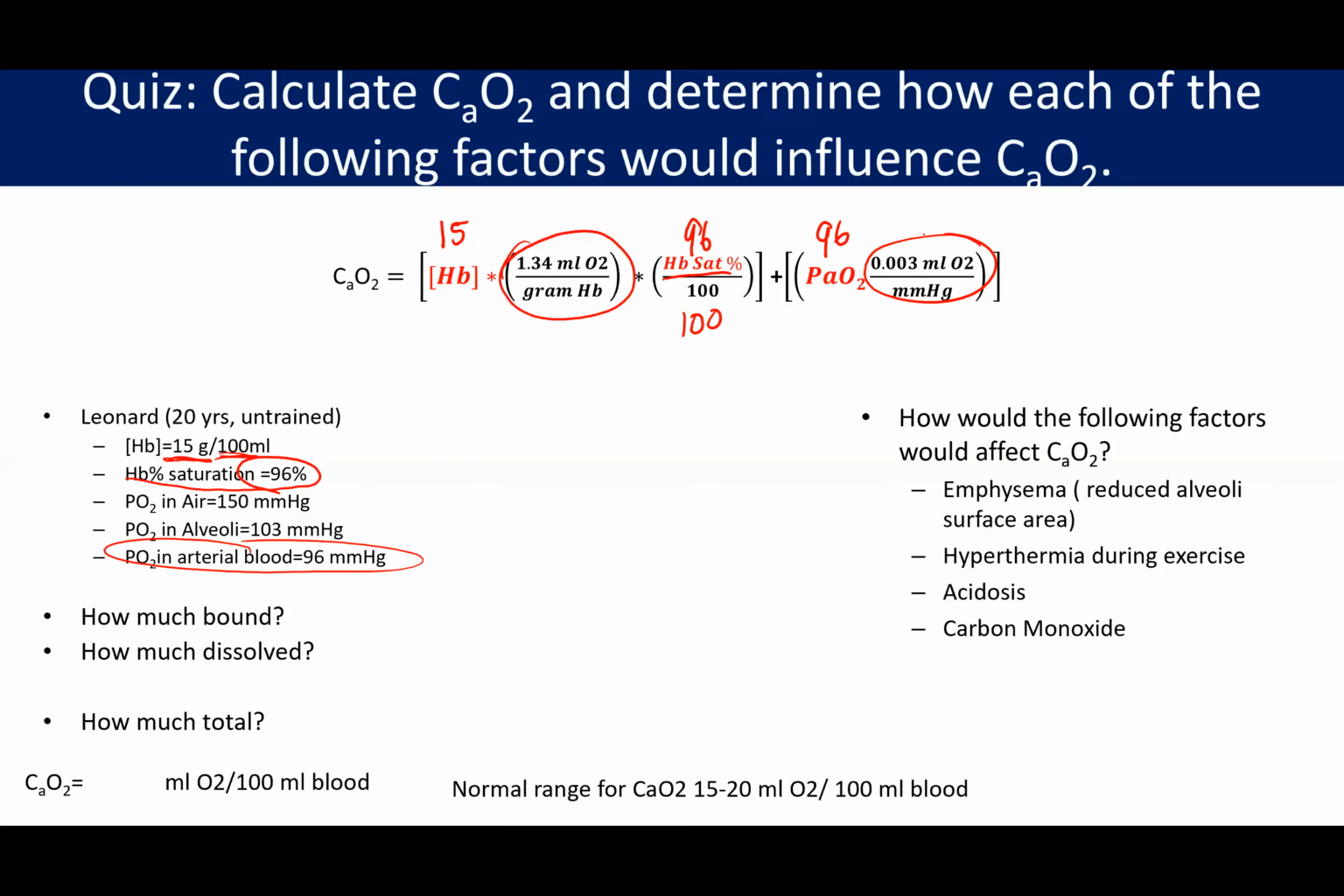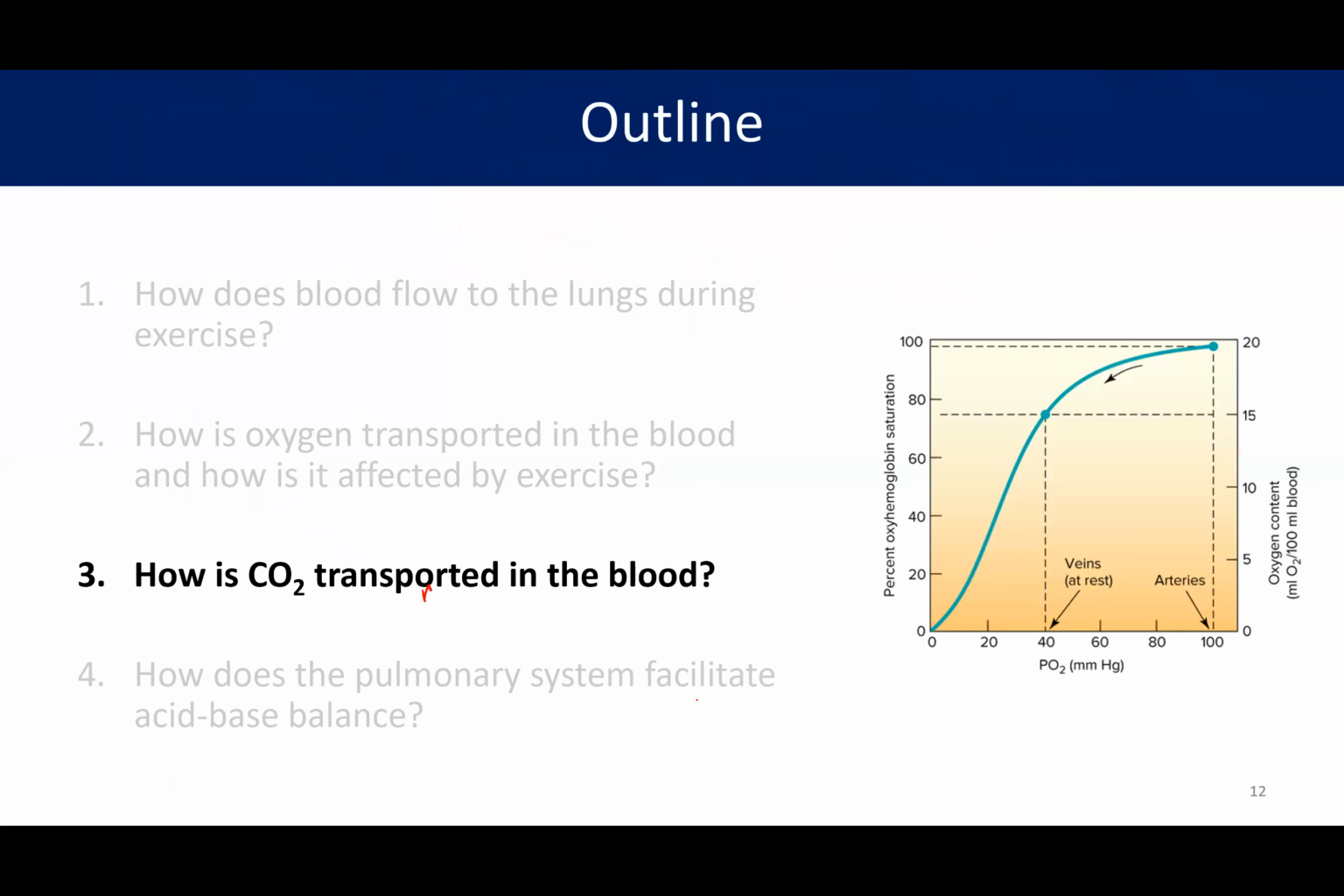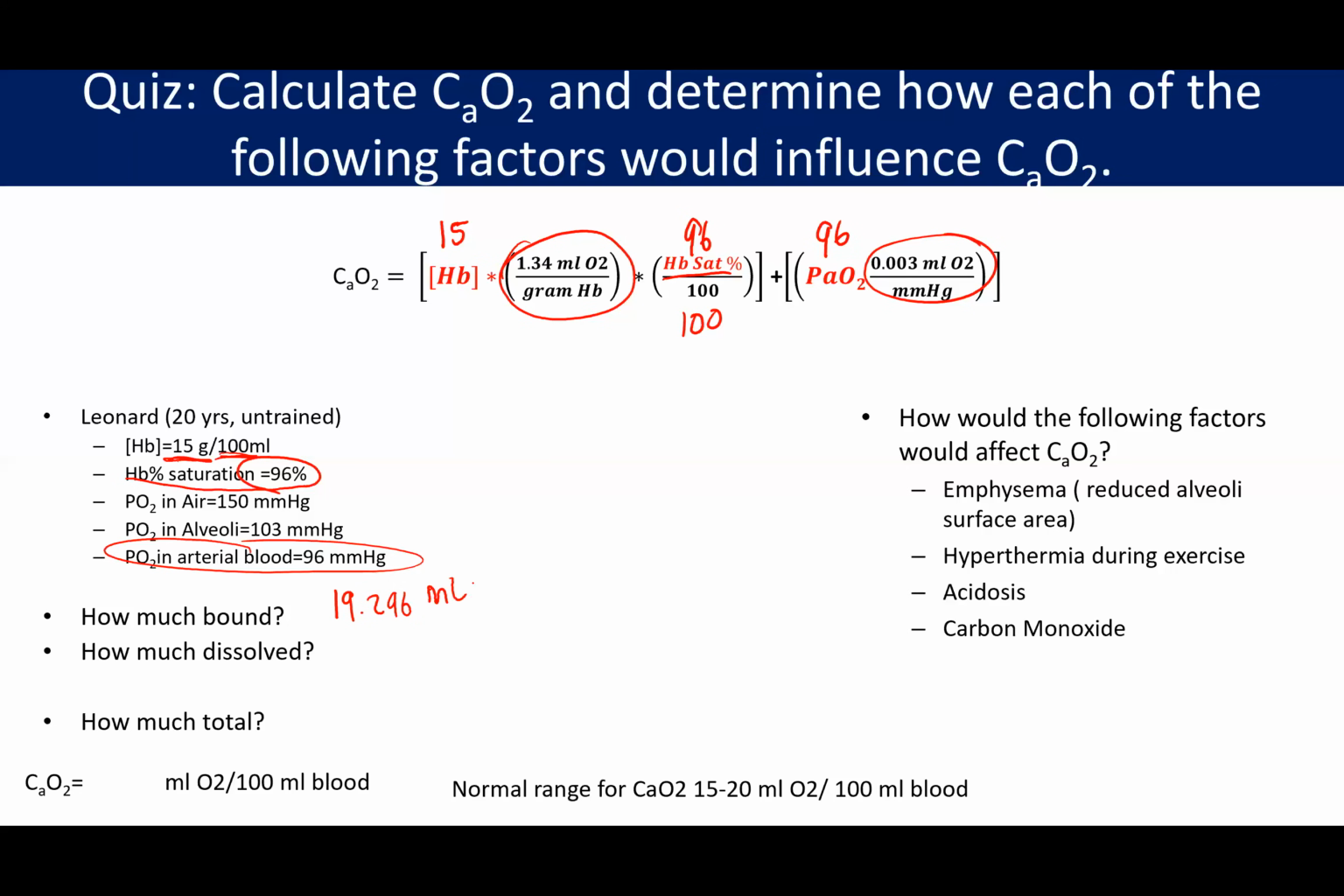So if we take 15 grams per 100 mils times 1.34, and now we times that by 96 and divide that by 100, we're going to get 19.296 milliliters per 100 mils of blood.